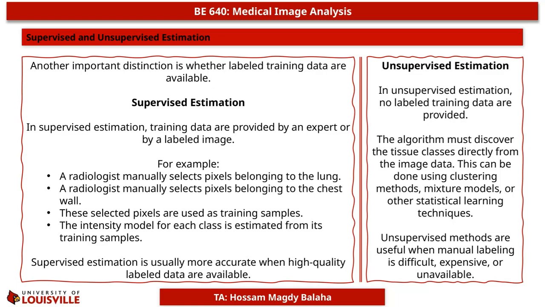This slide highlights a fundamental choice in medical image analysis: whether the tissue classes are estimated with labeled examples or discovered directly from the image. The key distinction is the availability of labeled training data.